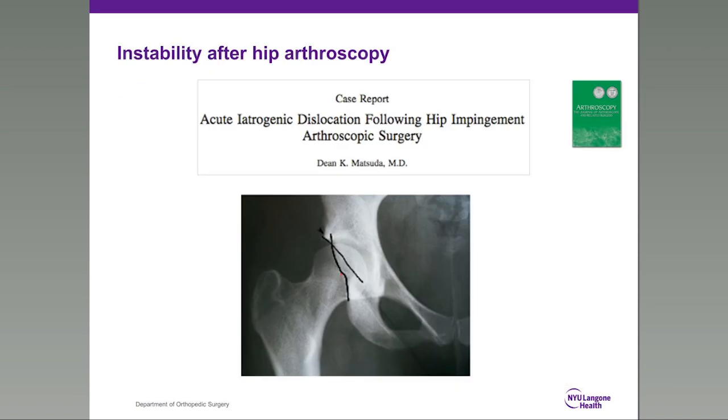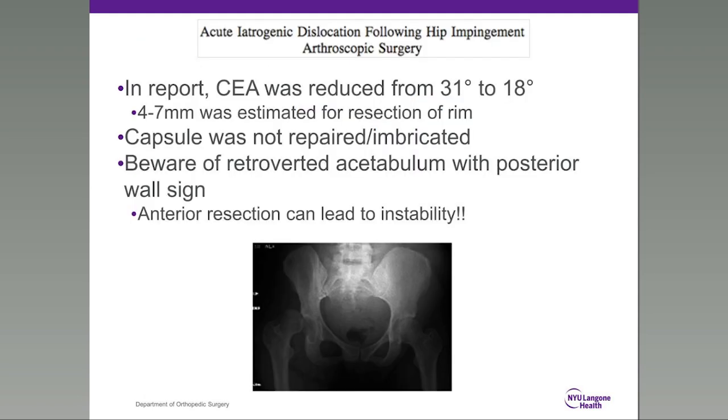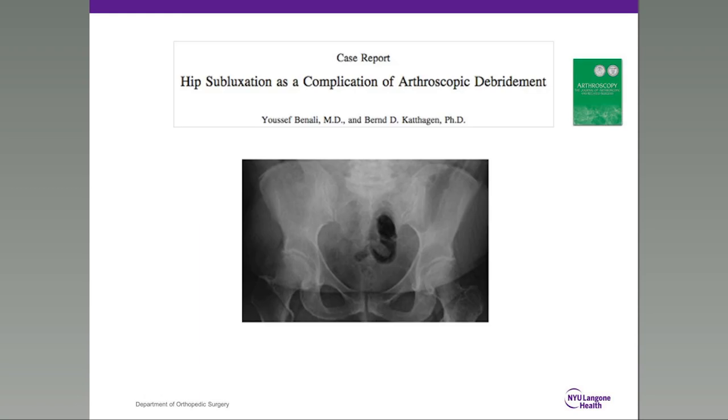This is another study, by Dean Matsuda, of iatrogenic dislocation following hip impingement surgery. So I want you to notice the center of the femoral head. You can see both walls here medial to that femoral head, indicating perhaps there's a little bit of retroverted dysplasia in this patient. But in the report, they reduced the center edge angle from 31 to 18 degrees, and that's only from taking about 4 to 7 millimeters of the rim. The capsule was not repaired, and this led to a dislocation after hip arthroscopy.